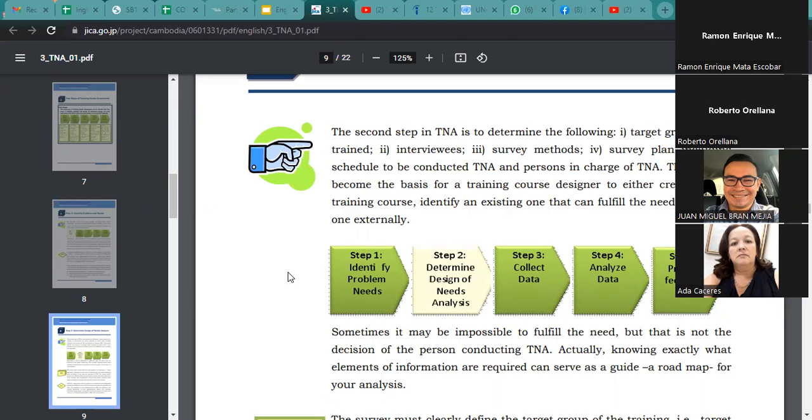Sometimes it may be impossible to fulfill the need, but that is not the decision of the person conducting DNA. Actually, knowing exactly what elements of information I require can serve as a guide, a roadmap for your analysis. Good. What did you get from this?